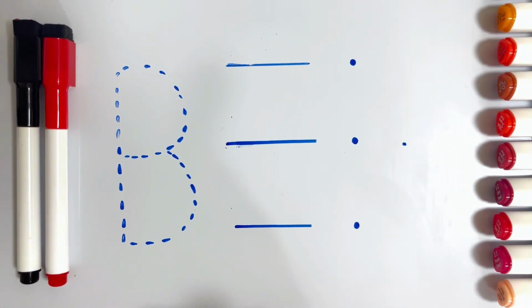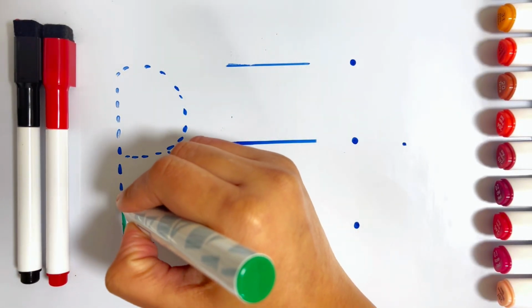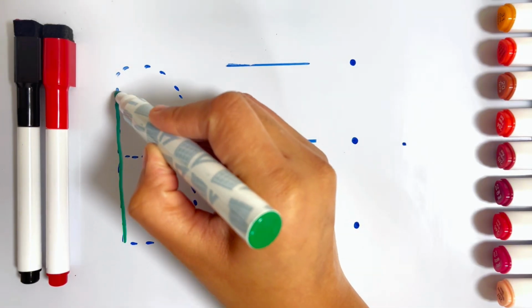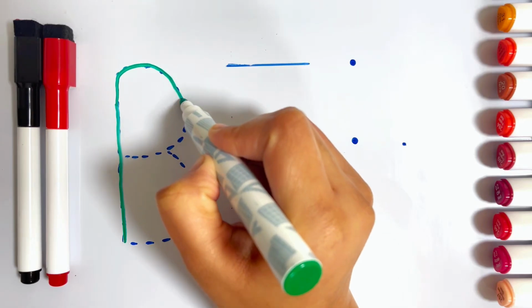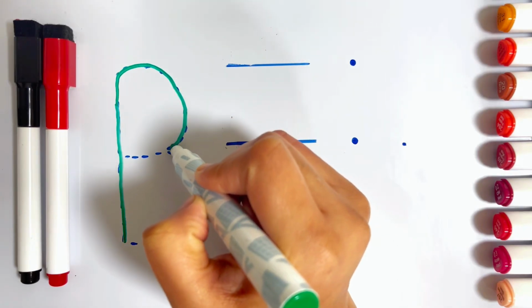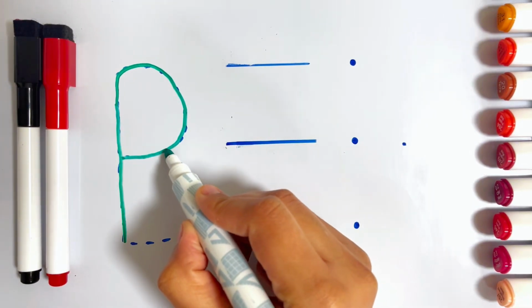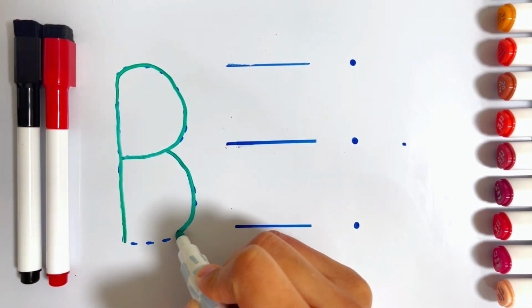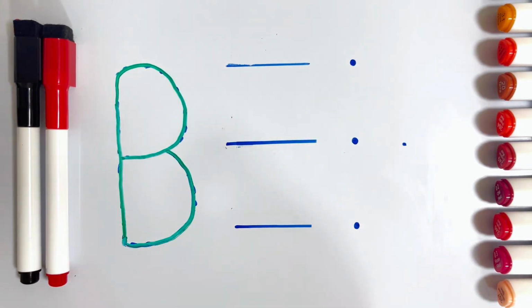Now we will learn how to write alphabet B. Trace to right. B. A straight line going up. Half circle. Second half circle. B.